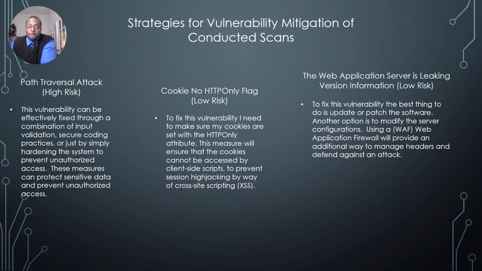For the web application server is leaking version information, which is another low-risk vulnerability, to fix this vulnerability, the best thing to do is to update or patch the software. Another option is to modify the server configurations using a web application firewall, which will provide an additional way to manage the headers and defend against an attack.